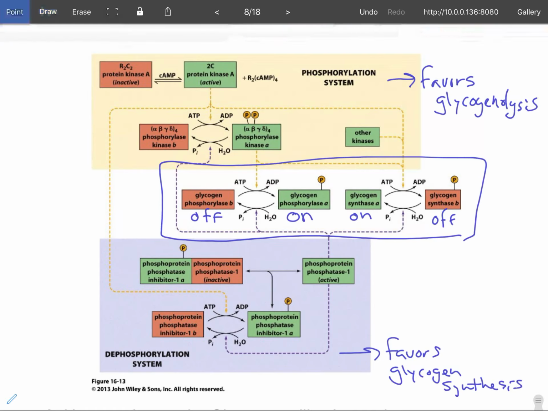So I don't care that you spend as much time with these details within the system. You can more or less treat the dephosphorylation system and the phosphorylation system as black boxes. I care more that you focus in on the inner part here and the effect that the dephosphorylation or phosphorylation system has on those.